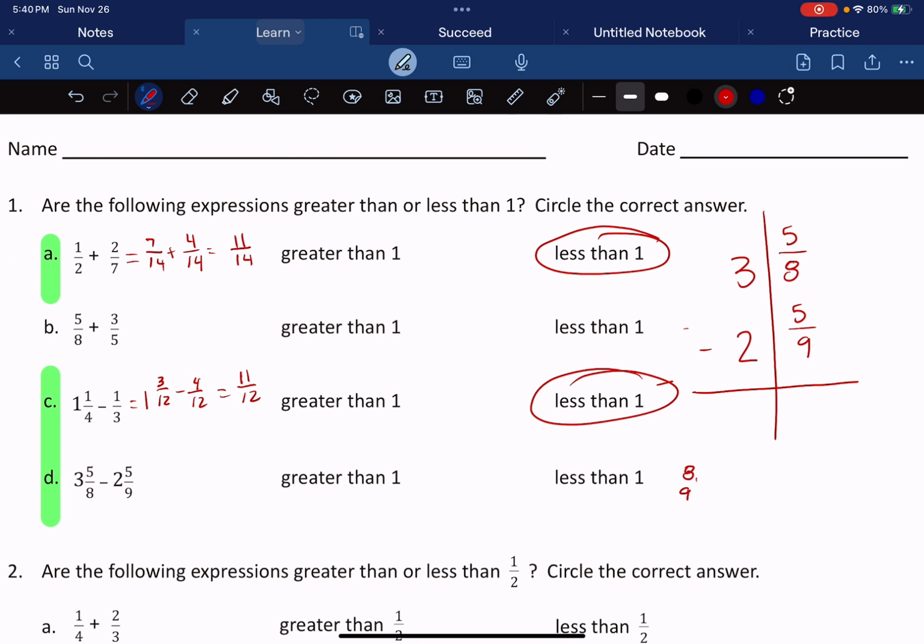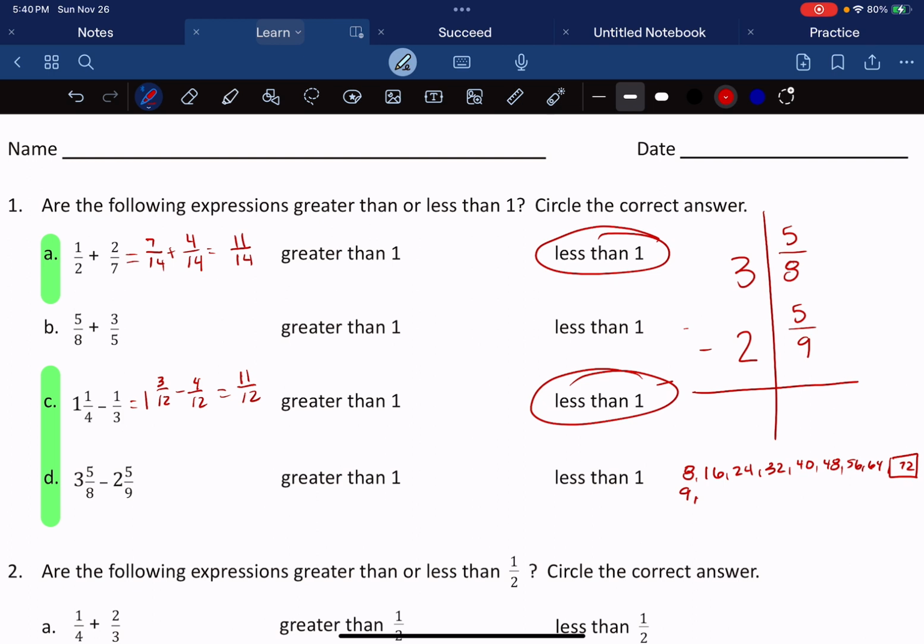I get 8, 16, 24, 32, 40, 48, 56, 64, 72. Hopefully I recognize that that is a multiple of 9 as well.